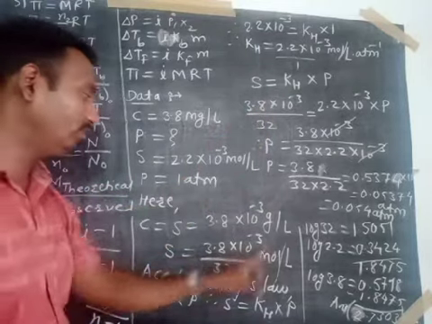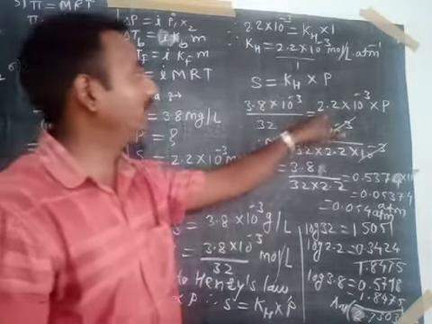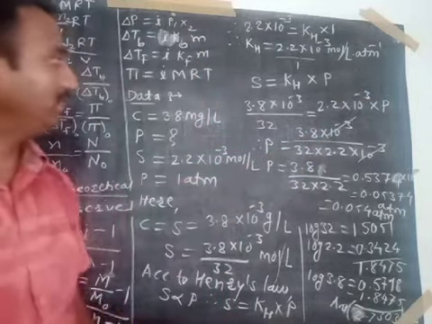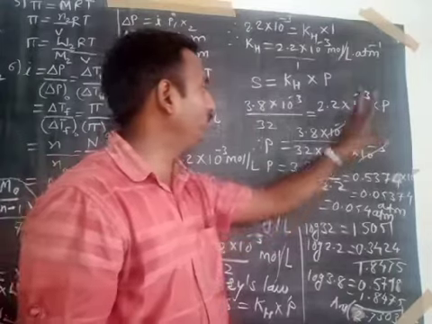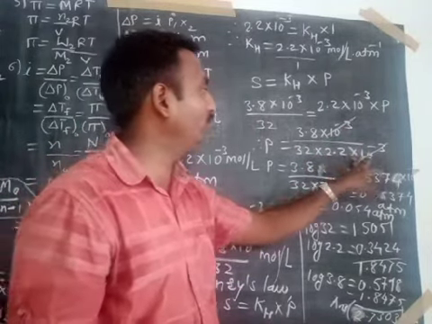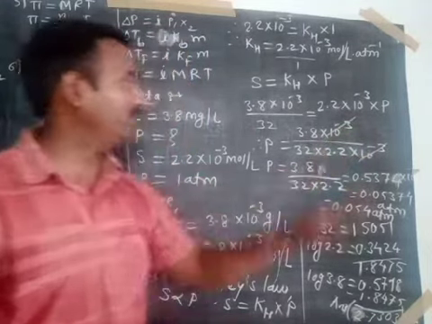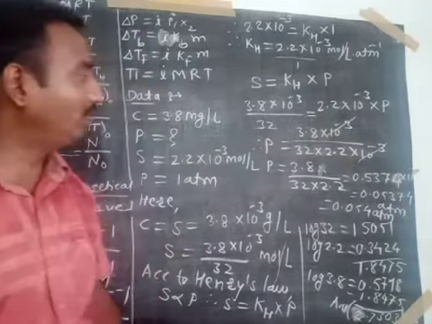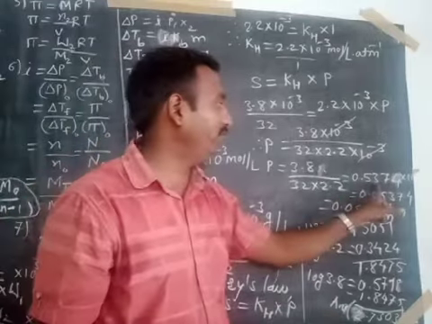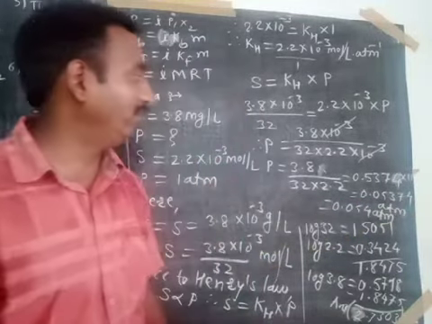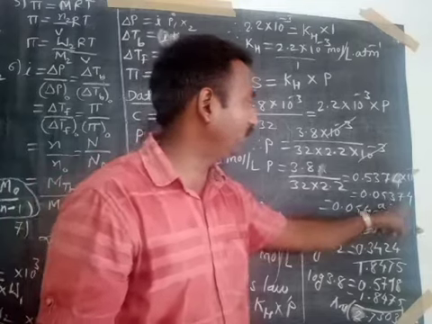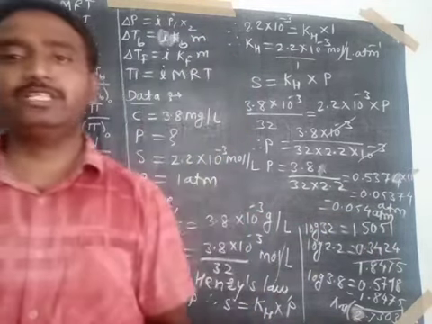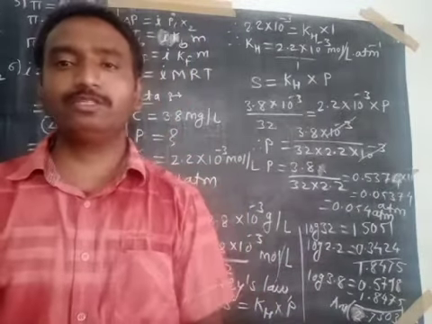Then again apply Henry's law, S is equal to KH into P, where S has the value 3.8 into 10 raised to minus 3 upon 32, which is equal to 2.2 into 10 raised to minus 3, the value of KH, and P as it is. That's why P is equal to 3.8 into 10 raised to minus 3 upon 32 into 2.2 into 10 raised to minus 3. 10 raised to minus 3, 10 raised to minus 3 will get cancelled, and from the calculation of all these terms we will get the value 0.5374 into 10 raised to minus 2, that is 0.05374, that is 0.054 atmosphere. In this way we can solve our first problem.